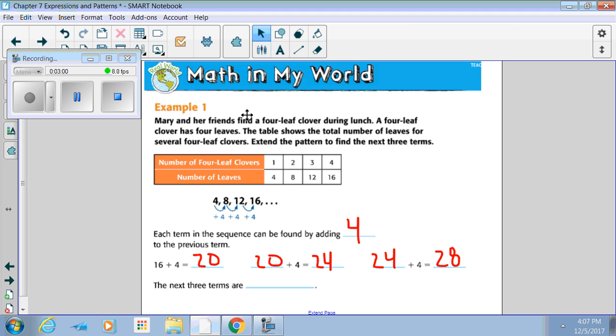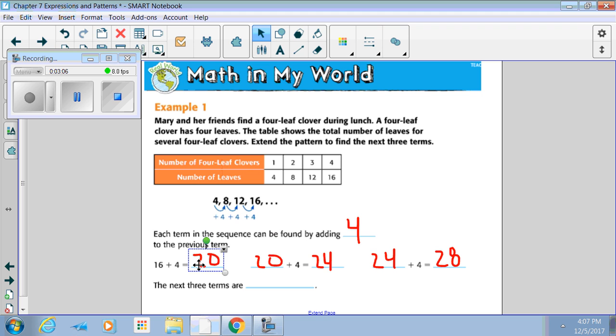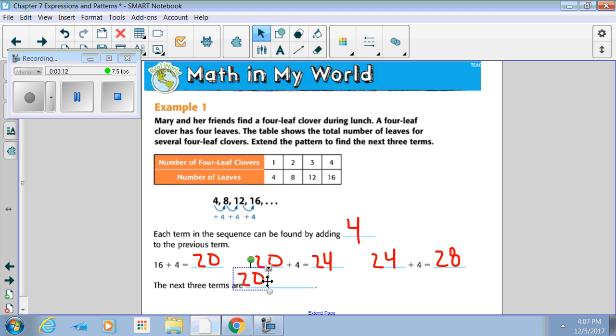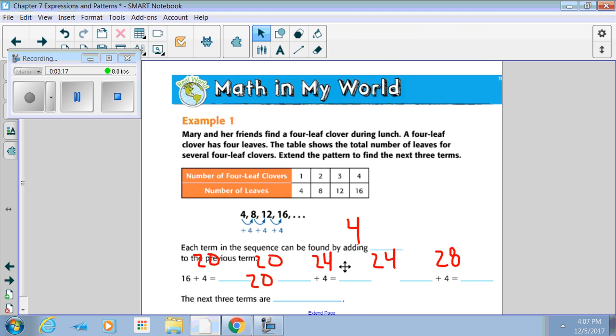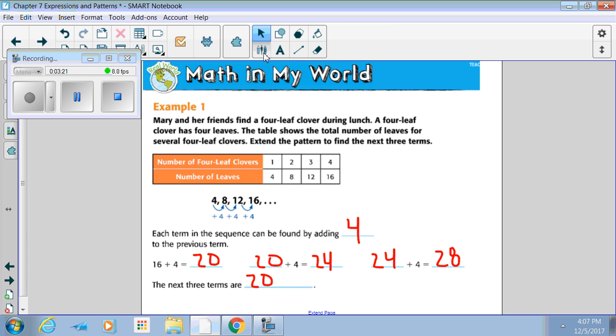So our next 3 terms are 20. Oops, not letting me. There it is. Oops, oops. Not a normal lesson if I don't mess up. Oh, this is bad, guys. Miss Hunt will just keep writing. Sorry.